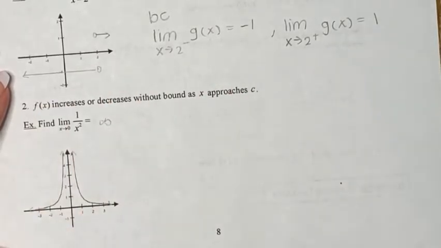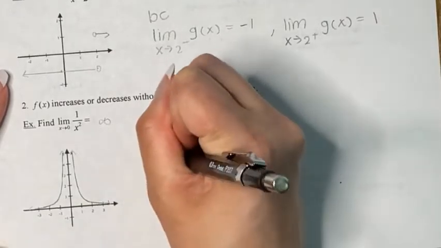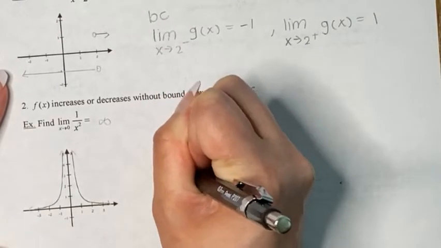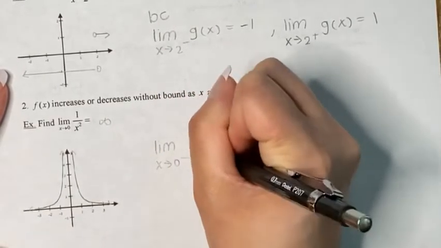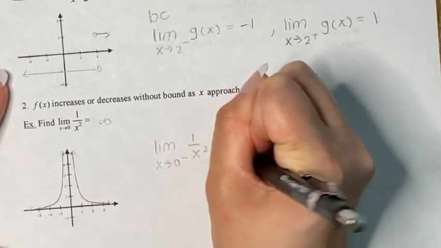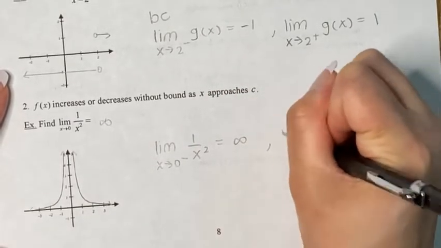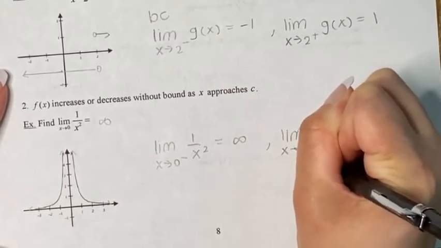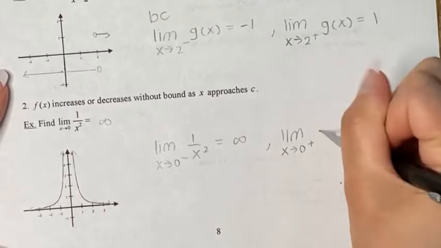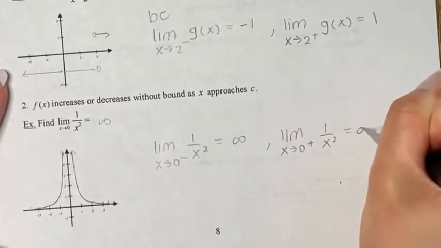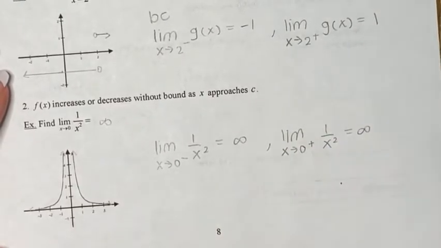So in this situation you might tell me, oh, okay, so the limit when x approaches 0 from the left of 1 over x squared is going to be infinity, and the limit when x approaches 0 from the right of 1 over x squared is going to be infinity. Are they the same? Technically, yes, they are.